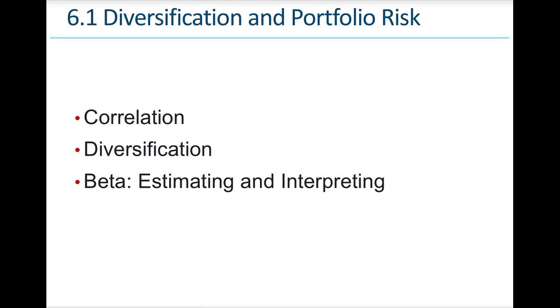Correlation is another statistical measure like standard deviation, but correlation is the measure of a relationship between two series of numbers. If two series tend to move in the same direction, they are positively correlated.